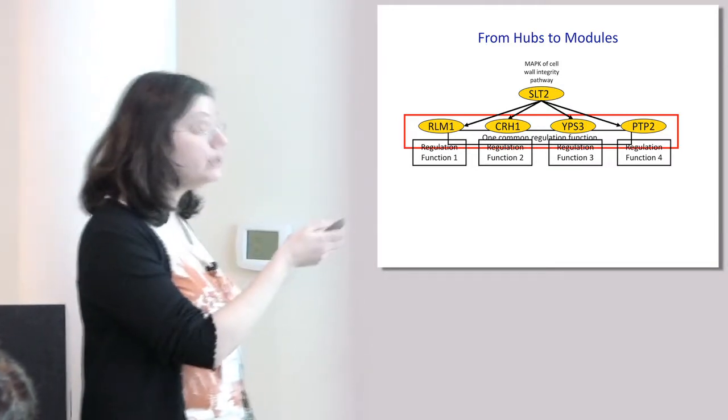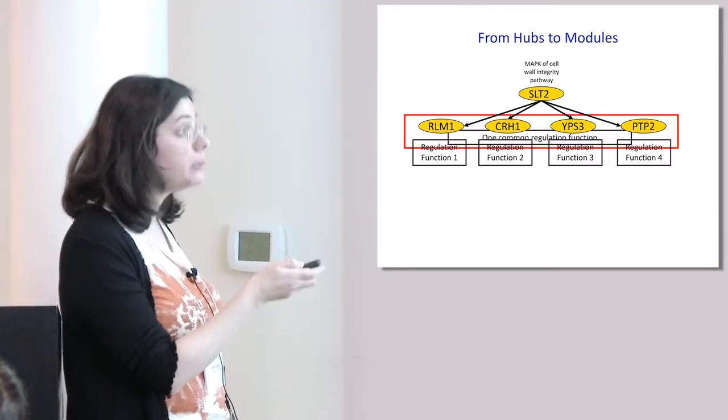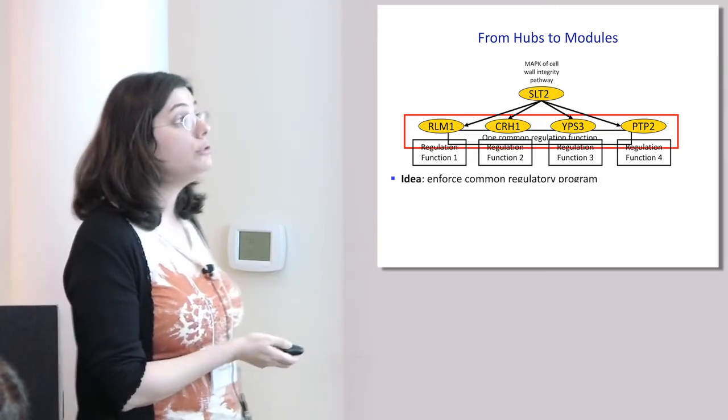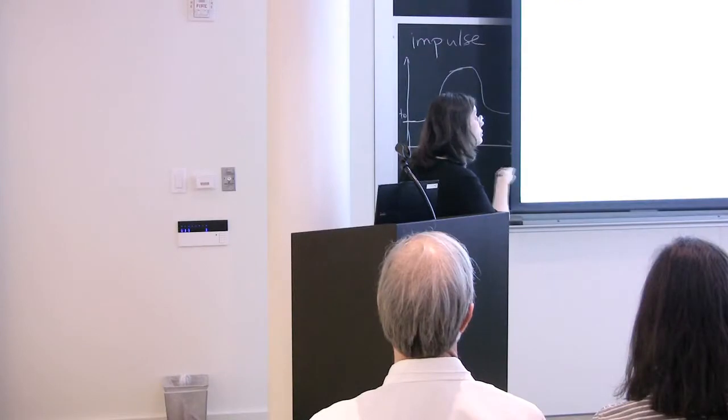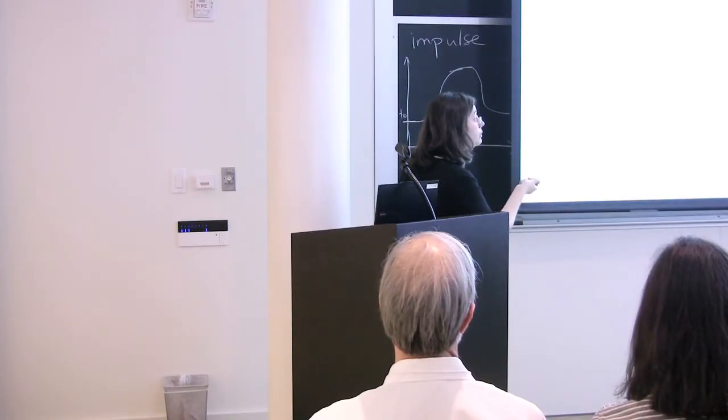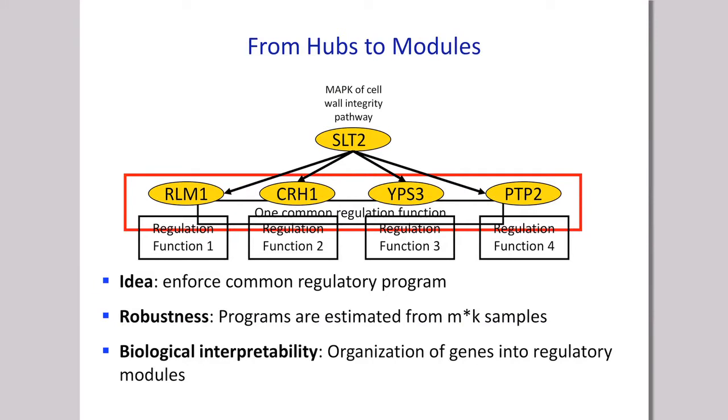So instead of learning 4 regulation functions with all their parameters, we could just learn one common regulation function, and this would give us 2 things. It was going to give us robustness, because these programs are going to be estimated from, we're going to estimate less edges with less parameters for more samples. And it's also going to be a lot more biologically interpretable, because we won't get a spaghetti. We'll get something a lot more organized, because the genes are going to be organized into these regulatory modules, okay?